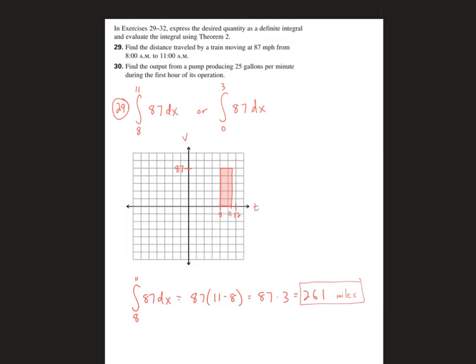Okay, so you don't have to graph this when you're doing them. I'm just kind of explaining it so that you don't lose track of what the meaning of this is graphically, which is important, I think.